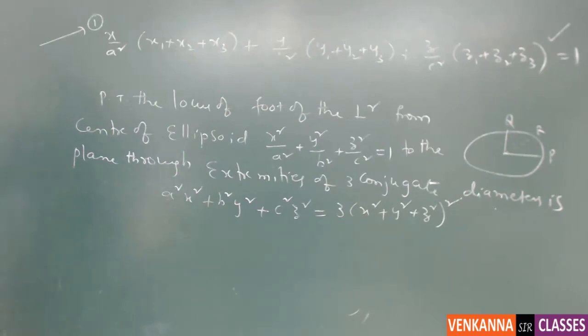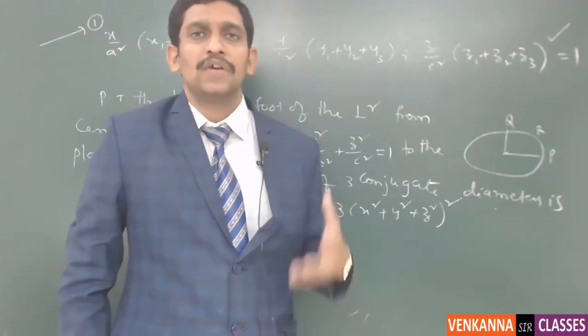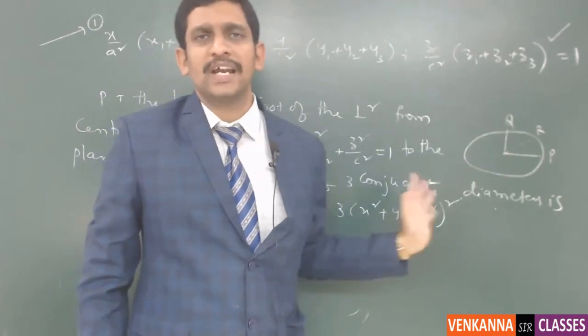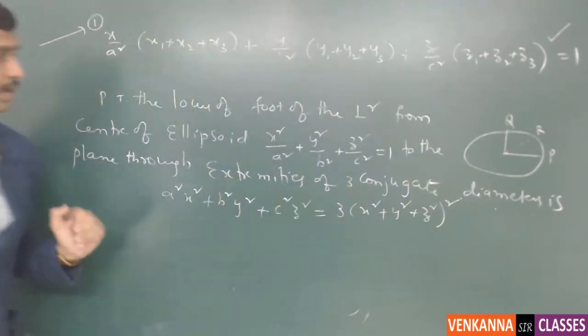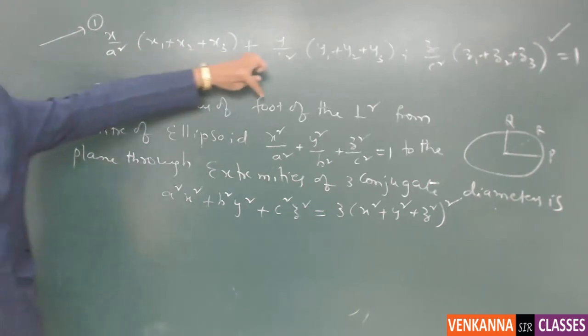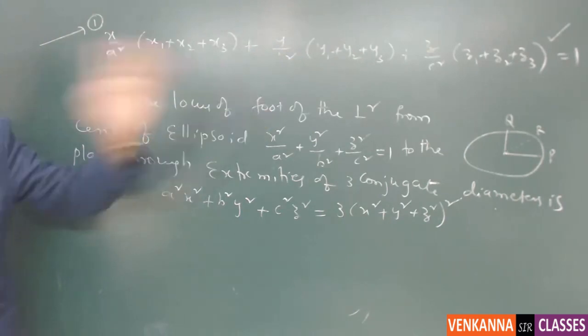You take a note of this problem, then we discuss. So here also you are considering the plane PQR, which is passing through the extremities of the diameters, nothing but the conjugate diameters you have taken. One more thing here is you have to calculate the locus of the foot of the perpendicular from the center of the ellipsoid to the plane.